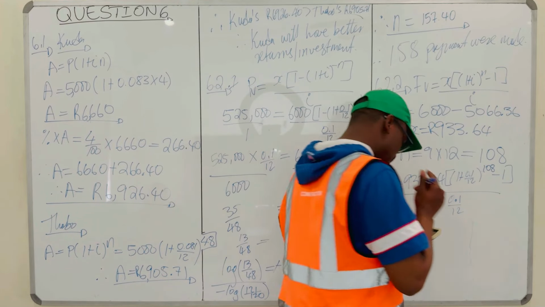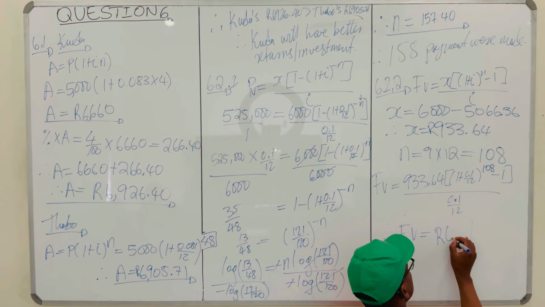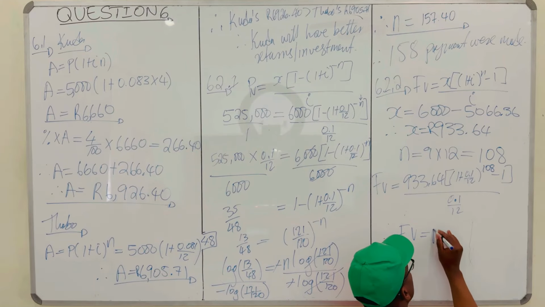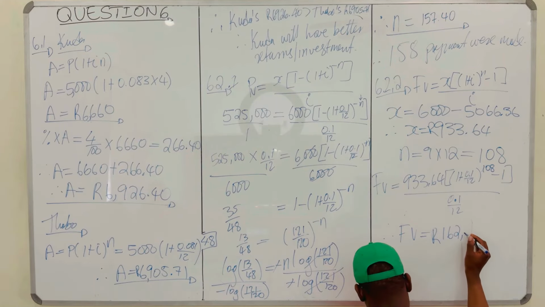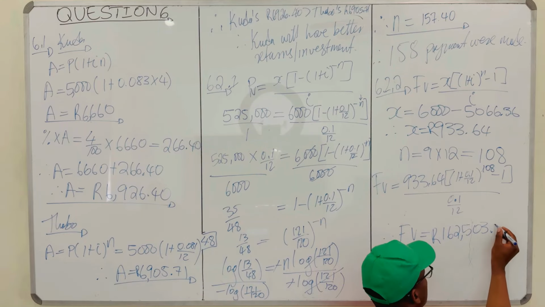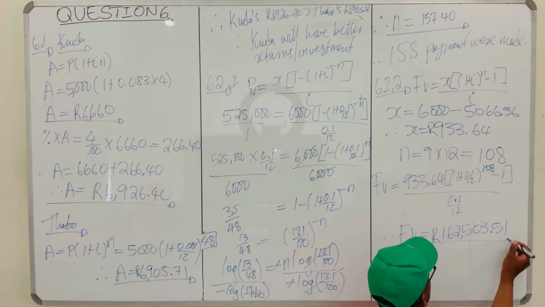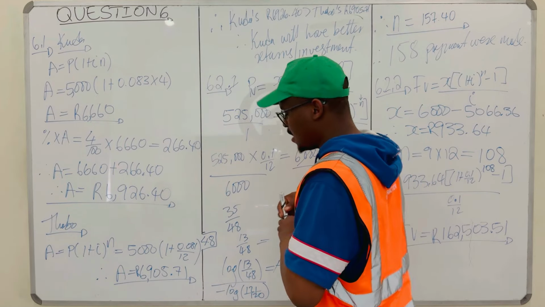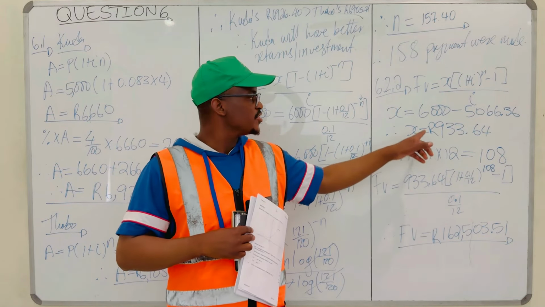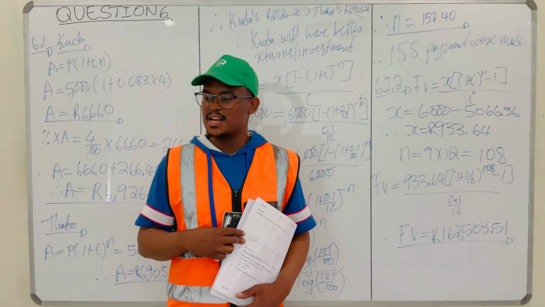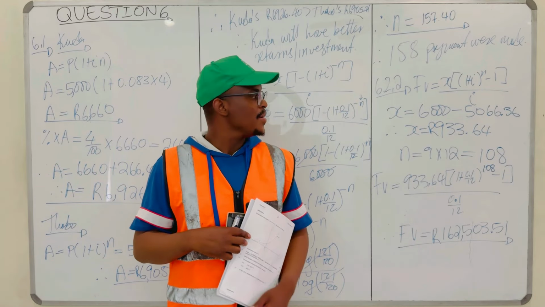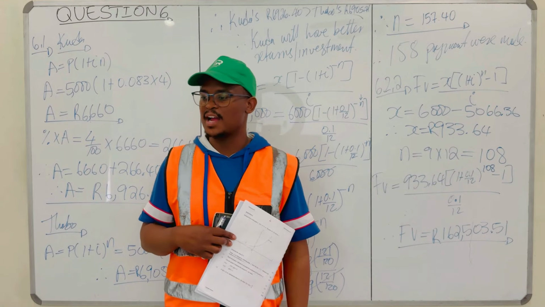How much did you get? I got 162,503.51 rand. So this is the amount she will yield from her investment if she was investing 933 rand 64 cents for 9 years by making 108 deposits into that account.